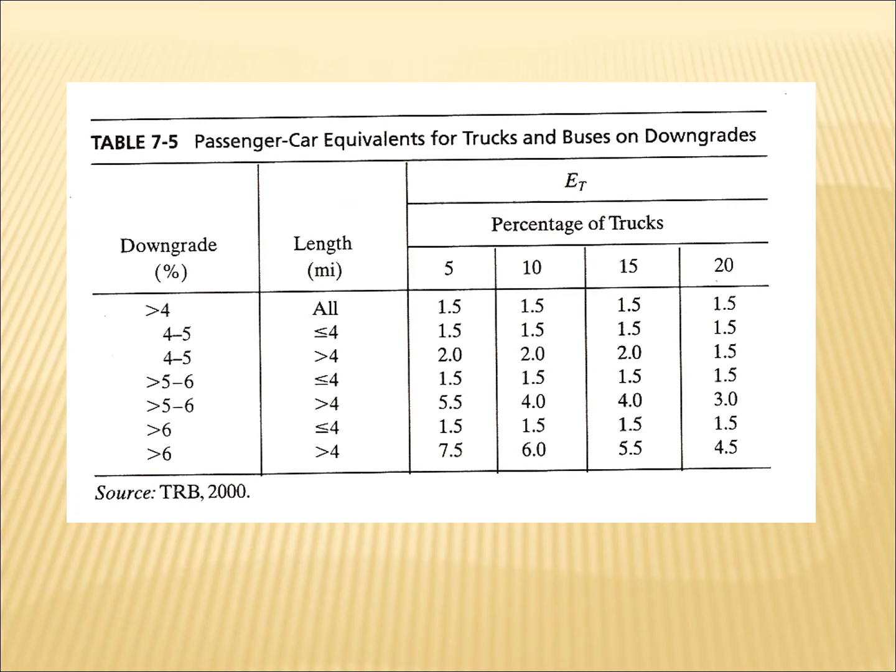This is the table 7-5, passenger car equivalents for trucks and buses on downgrades. So downgrades are mentioned, length of the section, and this is meant for the percentage of the trucks. So in this way we can get the value of E sub t on downgrades.